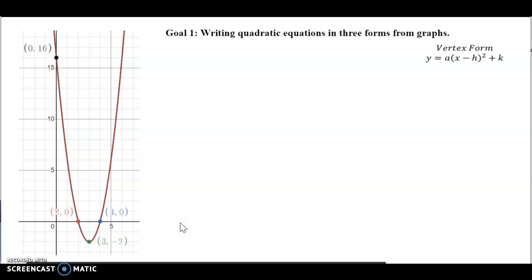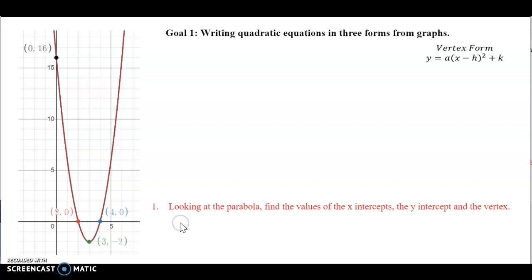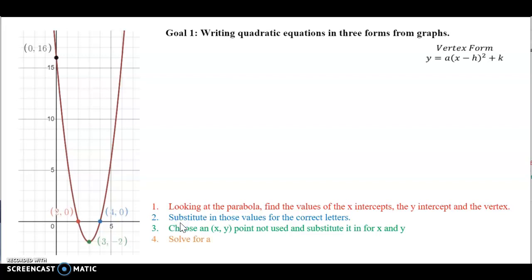So if you recall, vertex form is always written as y = a(x - h)² + k, and the steps involved when you are writing an equation from the graph are: always look for the x-intercepts, y-intercept or vertex, and then substitute whatever information is easily found into the correct letters. Then choose another point, an x and y point not used, to substitute for x and y to find the value for a, solve for a, and then rewrite the equation including the a value.